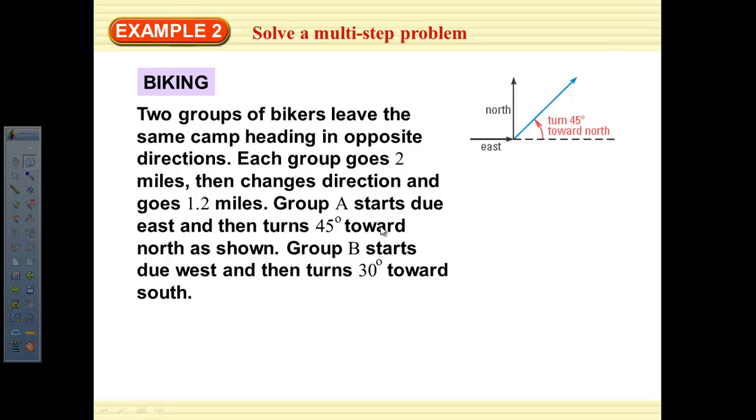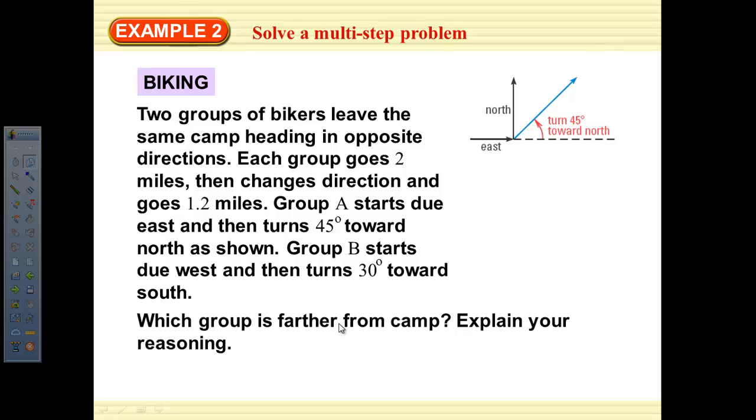Alright, now we have two bikers leaving the same camp heading in opposite directions. Each group goes 2 miles, then changes direction and goes 1.2 miles. Group A starts due east and then turns 45 degrees towards the north. Group B starts due west and turns 30 degrees towards the south. So let's take a look at that. Which group is farther from the camp?